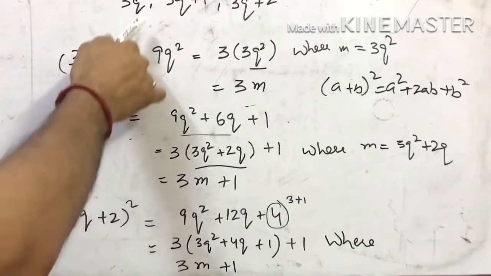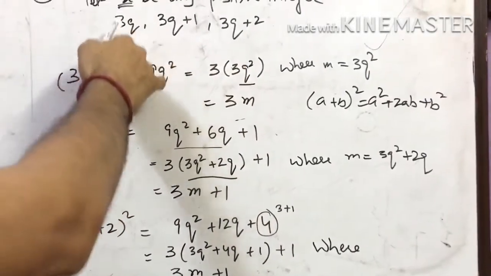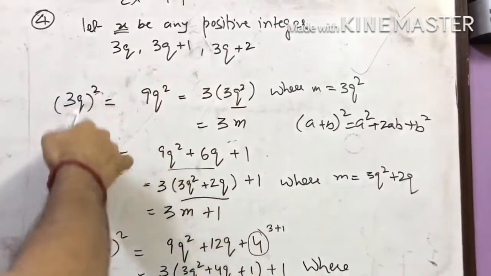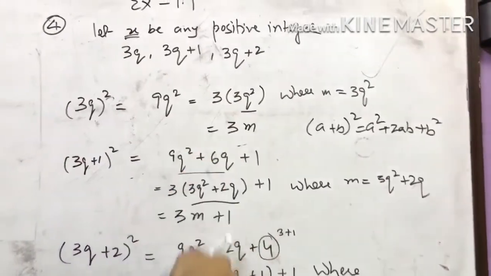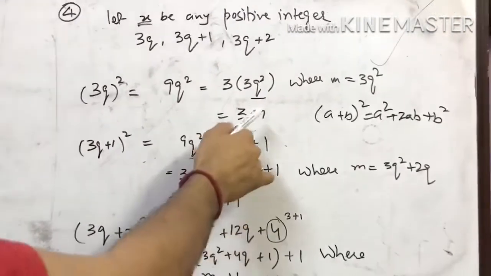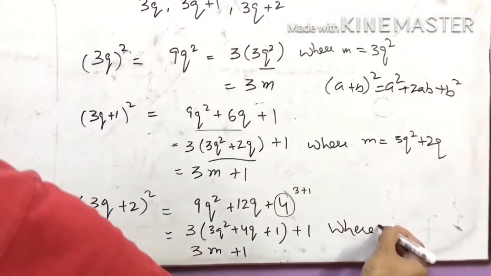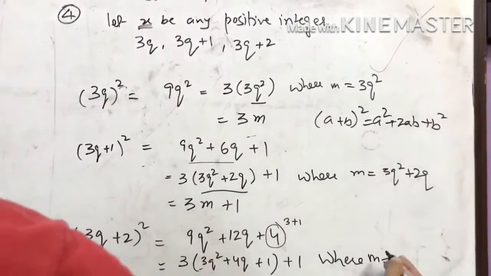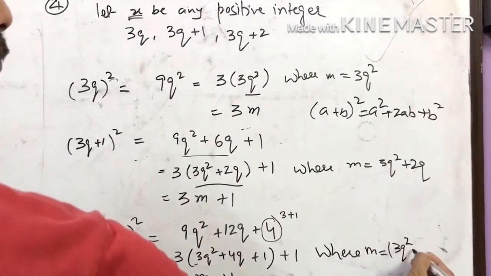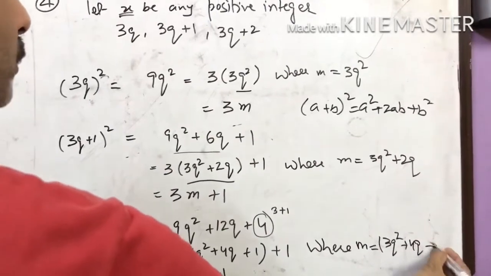So we have proved that if we have a positive integer x which has got these forms and we are squaring them, we always get the answer in these forms. So in 3m and 3m plus 1. And here you can write down that the value of m will be equal to this one, that is 3q square plus 4q plus 1.